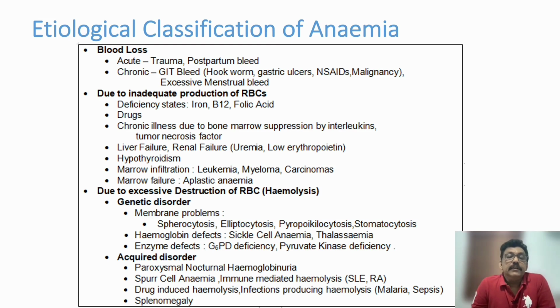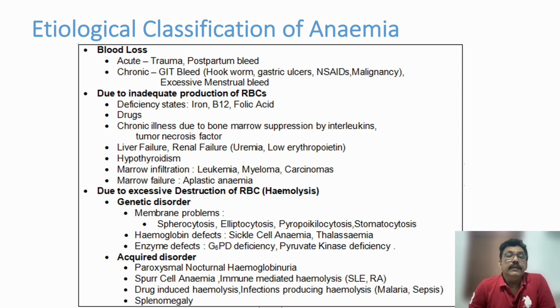Hemoglobin defects like sickle cell anemia, where the RBC will be like a sickle and will produce hemolysis. Thalassemia, a defect in the hemoglobin that produces hemolysis. Enzyme defects like G6PD and pyruvate kinase deficiency also produce defective RBCs and increased destruction.